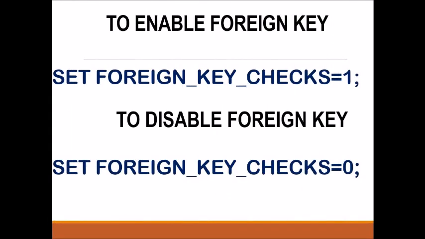To enable foreign key, the command is set foreign_key_checks equal to 1. Set foreign_key_checks equal to 1. And to disable the foreign key, you'll write set foreign_key_checks equal to 0. That is, if we have defined a foreign key, but you don't want that foreign key to work, then you can write set foreign_key_checks equal to 0.